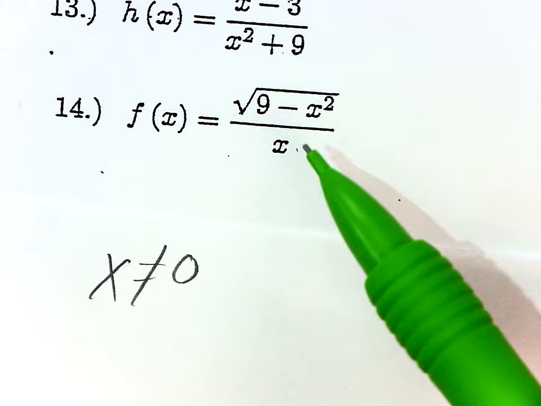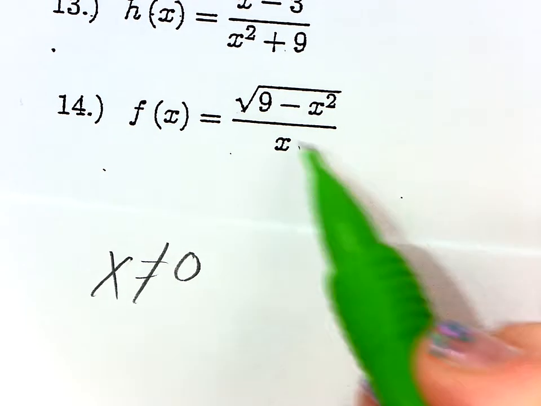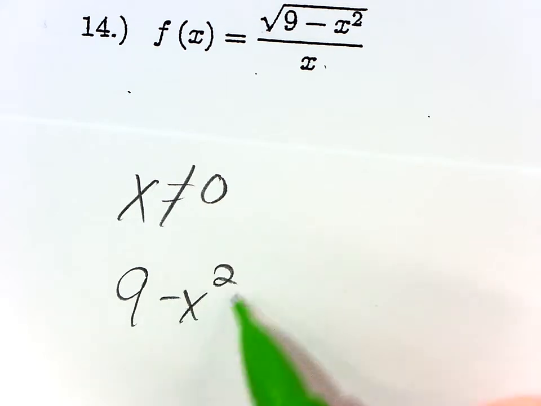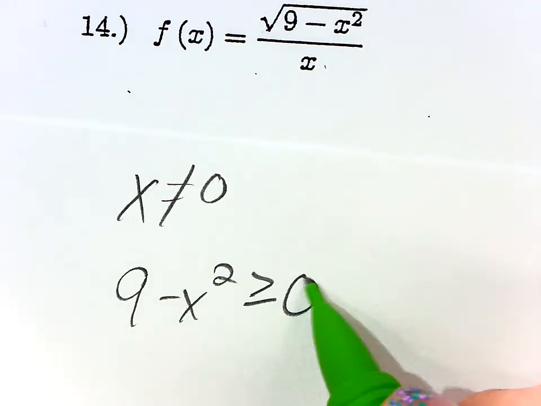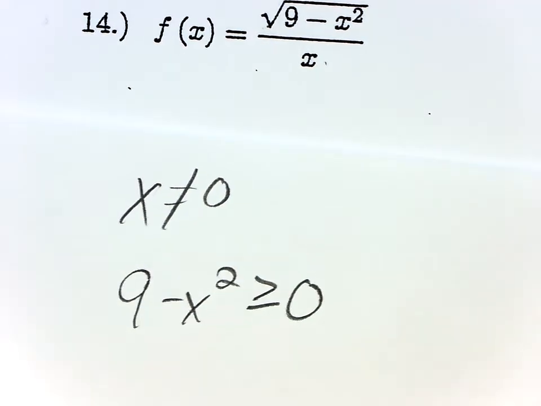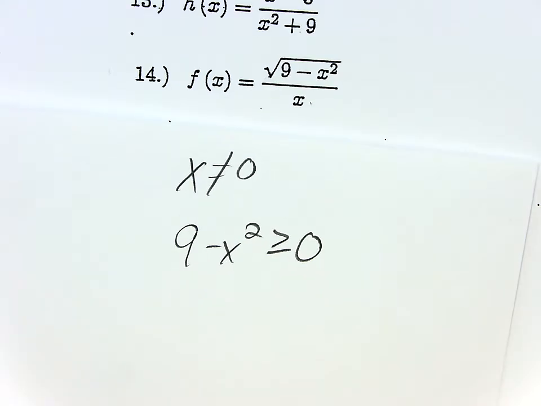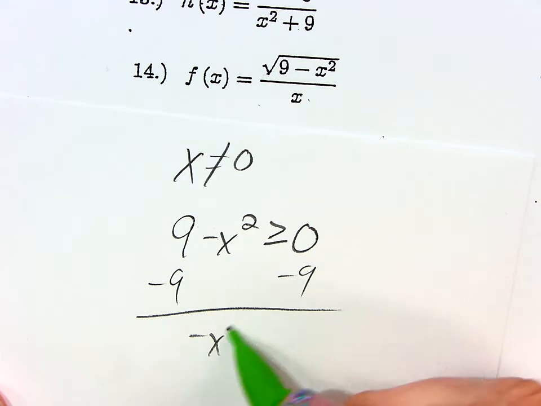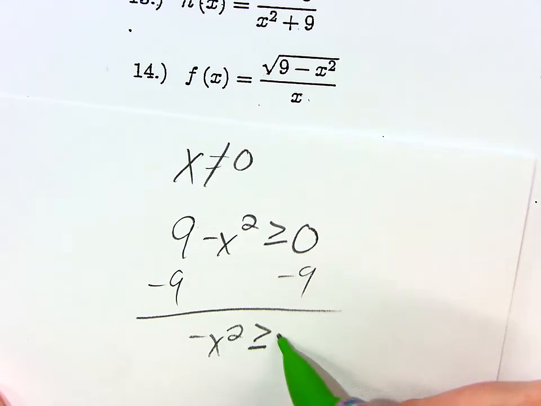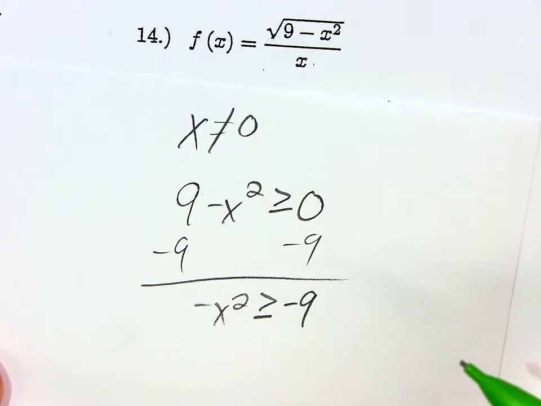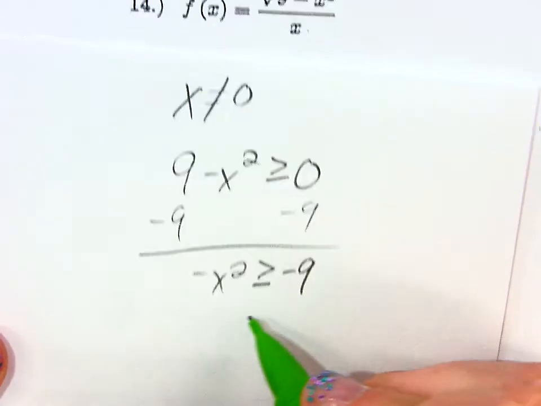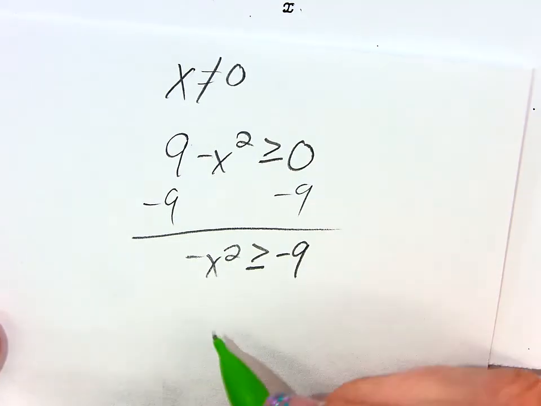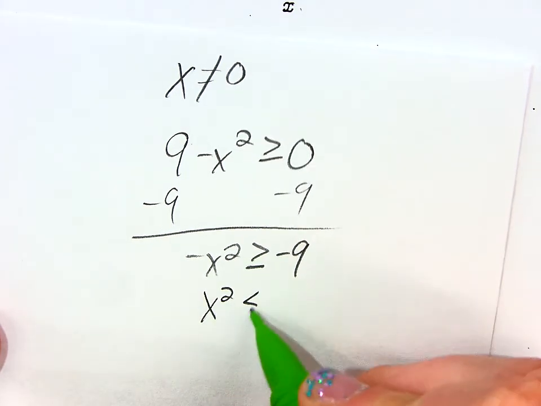I can't have that be a negative number. So what's under the radicand, that 9 minus x squared, has to be greater than or equal to 0. Agreed? Okay, so let's solve this. Minus the 9, I get a negative x squared, less than or equal to negative 9. Oh, wait. No, okay, I thought I messed up. I need to divide both sides by a negative. What happens when you do that? The symbol flips.